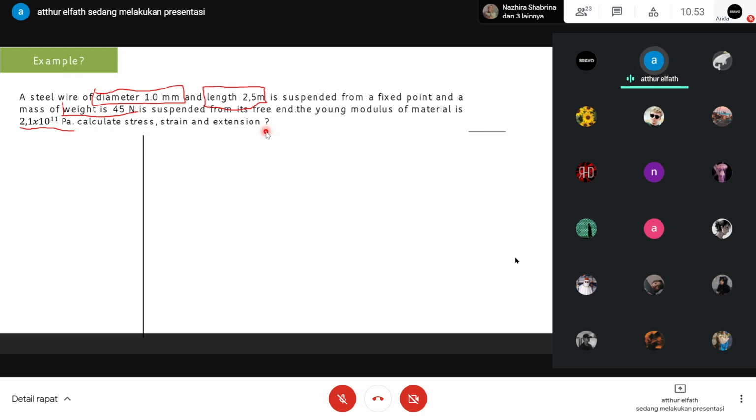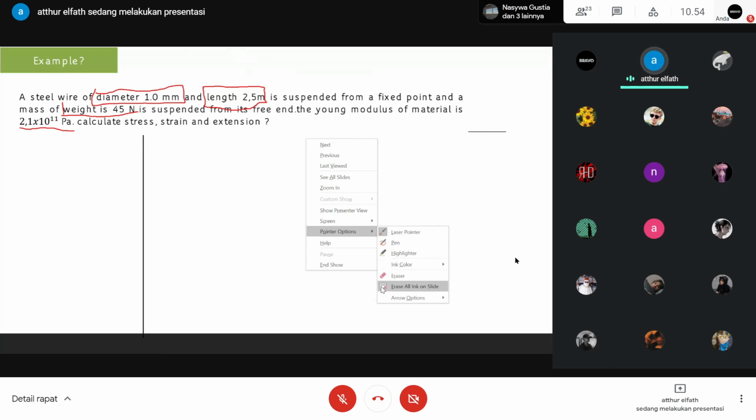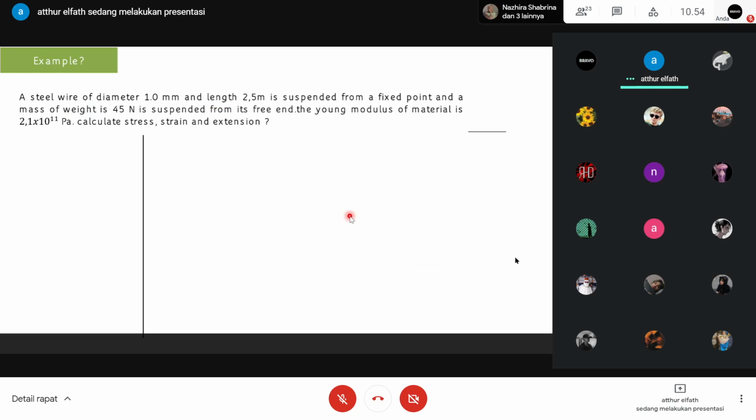Okay. Before I explain this example, I think it's better if you try first. Try first ya. Oke guys, coba dulu. Then we discuss together.